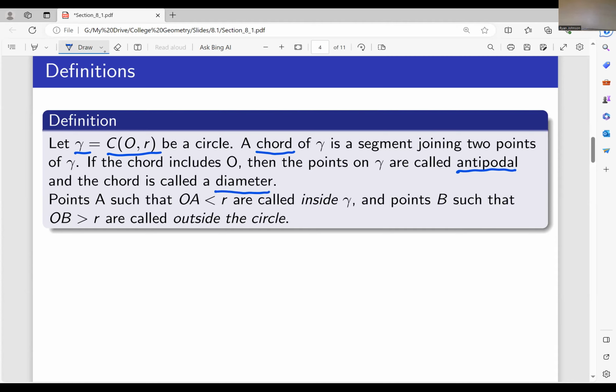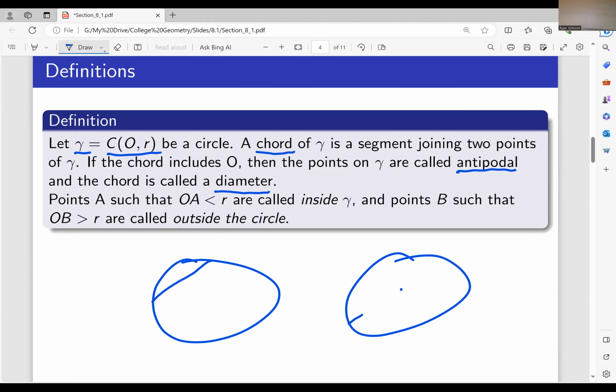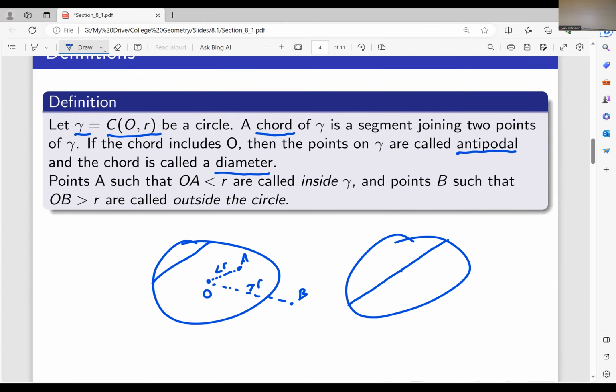So, let's just draw. A normal chord is like that. A diameter will include the middle. And if you have a point A in here, where here's O, and if that distance is less than R, then it's called inside gamma. So there's A. And then here's a point B. If this distance is greater than R, then point B is called outside the circle.